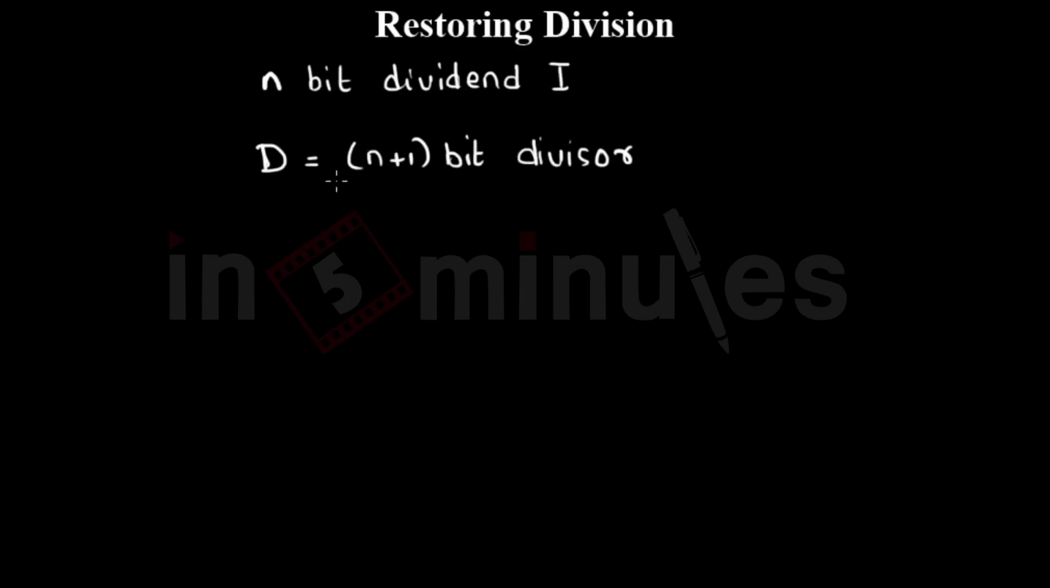Now let's see the implementation of this algorithm. Let's assume we have n bit dividend, and we are going to initialize some registers for this operation. First of all, we're going to have register D, which is equal to n plus 1 bit divisor. So we are going to modify divisor so that it has n plus 1 bits by adding extra zeros. Now this is done for the simplification of subtraction operation during the algorithm. Now the main register which we are going to update has accumulator A and dividend I. So accumulator A is also of n plus 1 bits, and it is initialized to all zeros first, and I is basically nothing but dividend. So this is the initialization part.